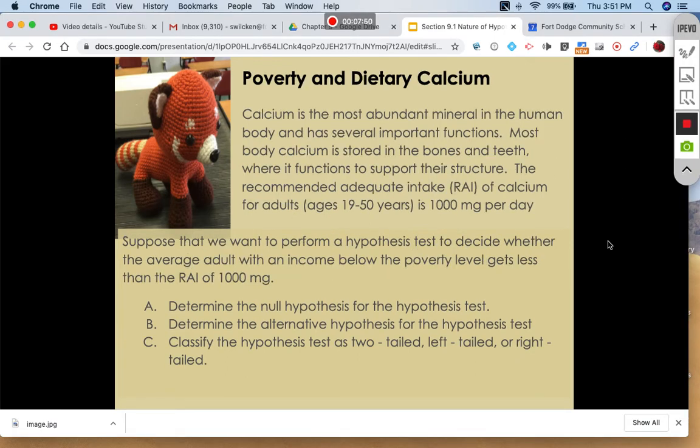Poverty in dietary calcium. In this case, we say that the recommended adequate intake of calcium is 1,000 milligrams per day. We want to do a test to see if the average adult with an income below the poverty level is less than that rating of 1,000 milligrams per day. So what's your null hypothesis? What's your alternative hypothesis? And what kind of a test are you doing?